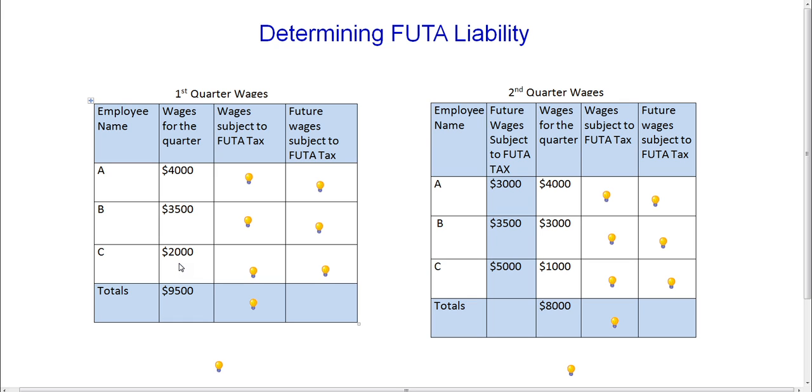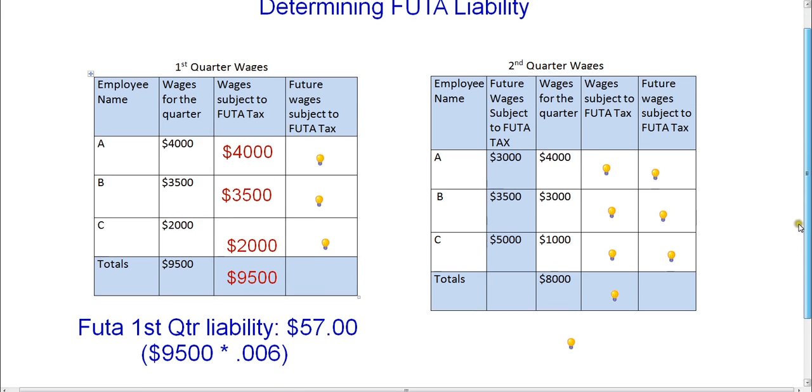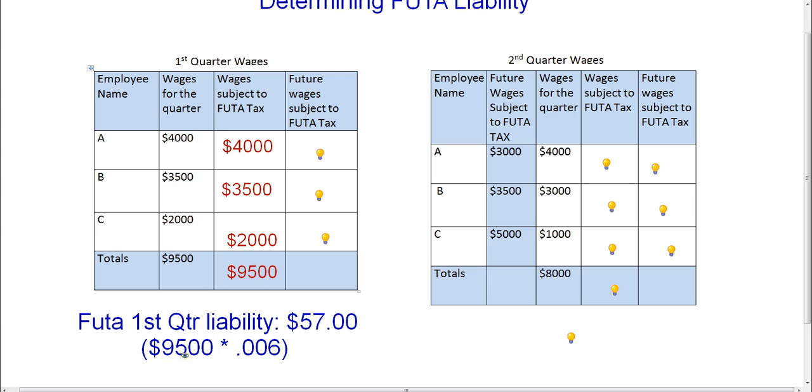Since we're paying FUTA liability on the first $7,000 in wages, all of these employees' wages are subject to the FUTA tax because none of them have reached the $7,000 threshold. So I'm going to be paying FUTA tax on $4,000, $3,500, and $2,000 since they're all under $7,000. So for the first quarter, I will be paying FUTA tax on $9,500. Okay, so my first quarter liability is $57. $9,500 times 0.006.